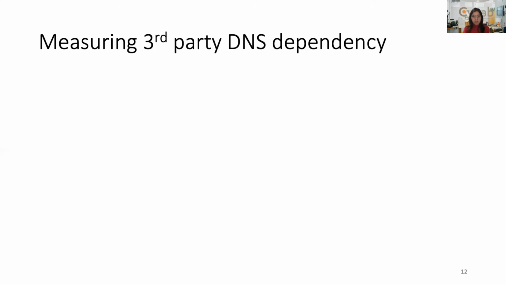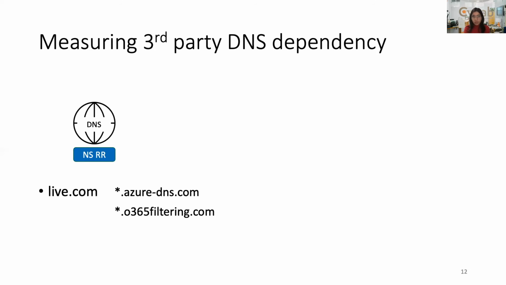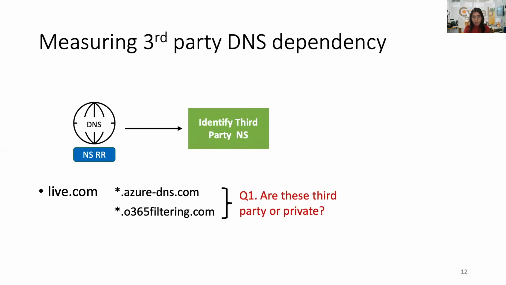Now, given this, we first describe our measurement methodology for DNS. What we essentially want is to find the authoritative name server of each website. This can easily be done by looking at the name server's resource record of a website. Then we want to identify if this name server is private or a third party. I will go into details for this in the next slide, on how we actually identify if it's private or a third party.